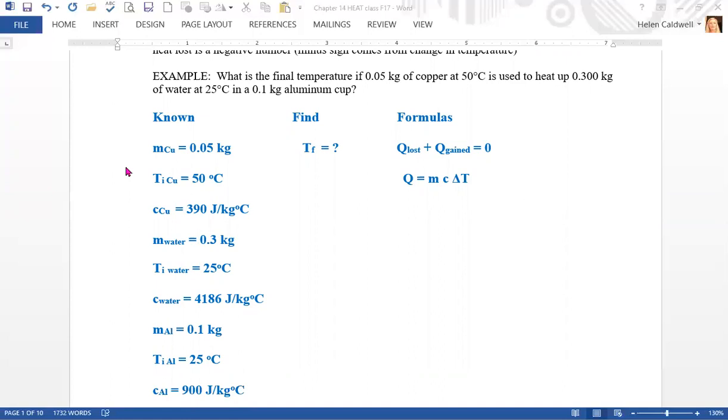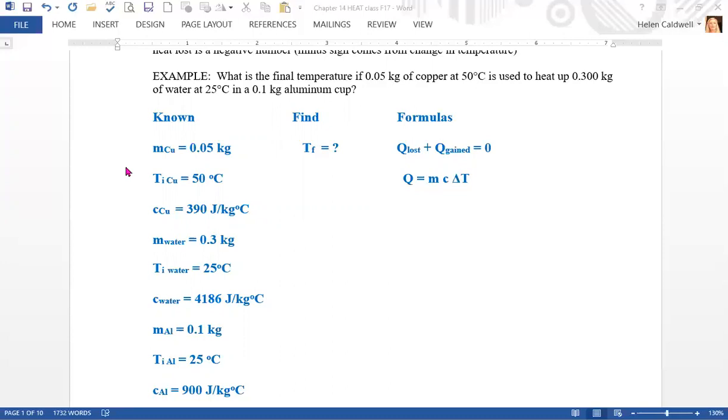So when I do my table of knowns, finds, and formulas, I like to group all of the things that relate to a specific material together. So all of the copper numbers together, all of the water numbers together, all of the aluminum numbers together, because they have to go into the equation based on the material. The mass of the copper is 0.05 kilograms. The initial temperature of the copper is 50 degrees Celsius. The specific heat of copper is 390 joules per kilogram degrees Celsius. And we're through with all the things we know about copper.